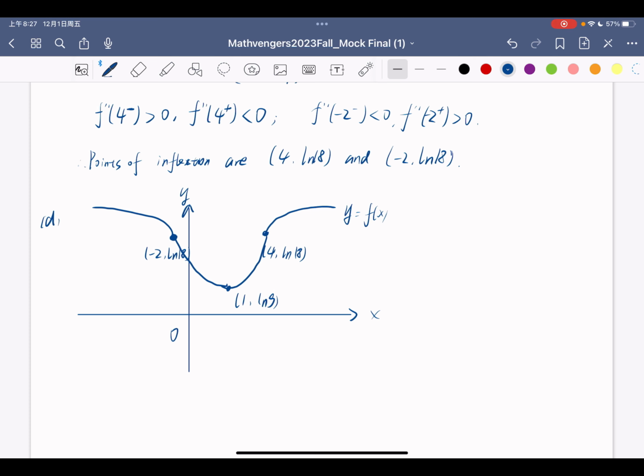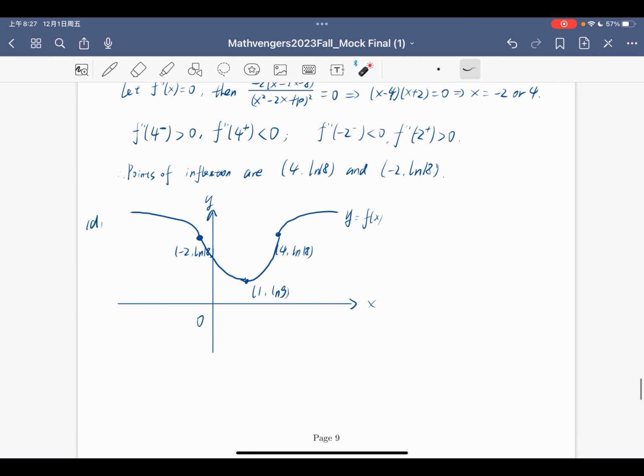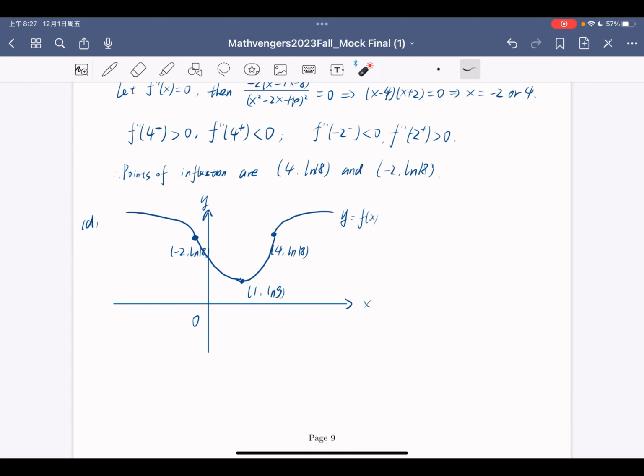When you sketch a graph, you need to add the points that you calculated before, like the points of inflection or the minimum or maximum points, and show the position of these points on the graph. Okay, and try to find a best fit curve to draw this graph.